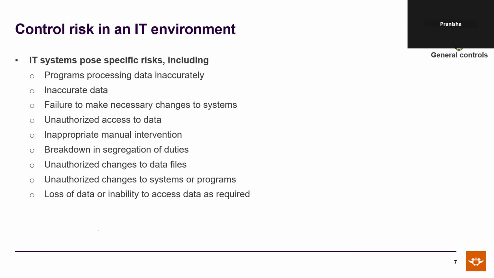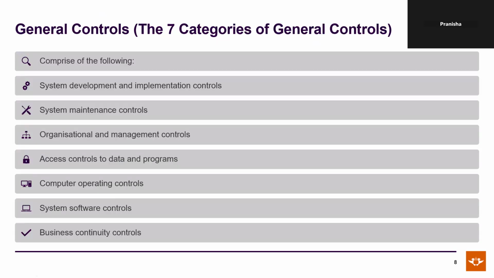So again, as we said, there's a number of IT risks that come about, especially considering that most businesses make use of IT, and as a result of that, there's a number of risks. For example, the risk of there being inaccurate data being processed, unauthorized access to data, a lack of segregation of duties. These are just some of the IT risks that any computer environment will be faced with. And in order to mitigate these general IT risks, we need to then implement general controls. So there are 7 categories of general controls.